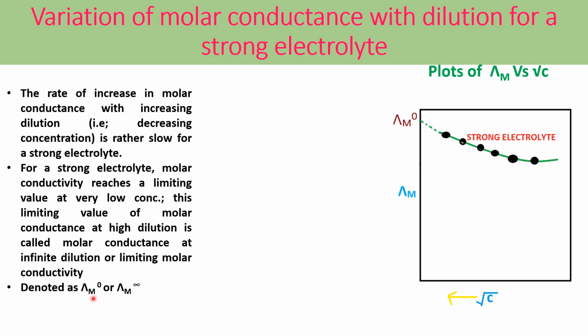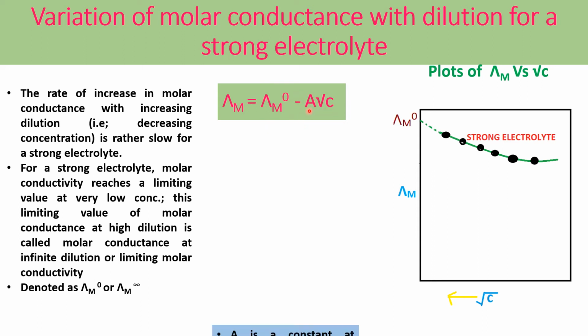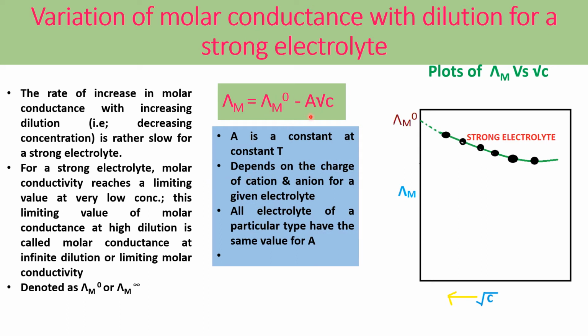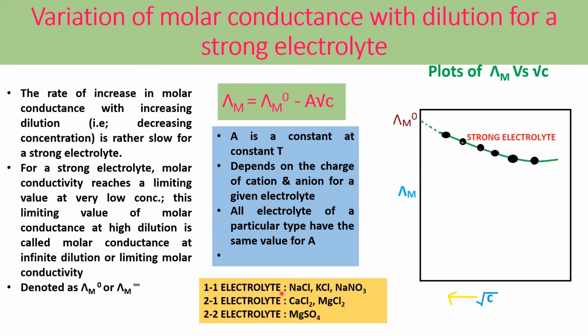Okay. So, for a strong electrolyte, the increase of lambda m with dilution can be represented by the equation lambda m is equal to lambda m0 minus A root c, where A is a constant at a constant temperature. It depends on the charge of the cation and anion for the given electrolyte. All the electrolytes of a particular type have the same value for A. That means for a 1:1 electrolyte, that is sodium chloride, potassium chloride, sodium nitrate, all the charges are 1, or the valency is 1 here. So it is a 1:1 electrolyte. For this particular type of electrolyte, the value of A is a constant.